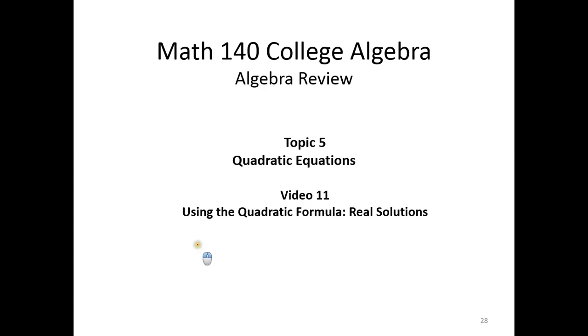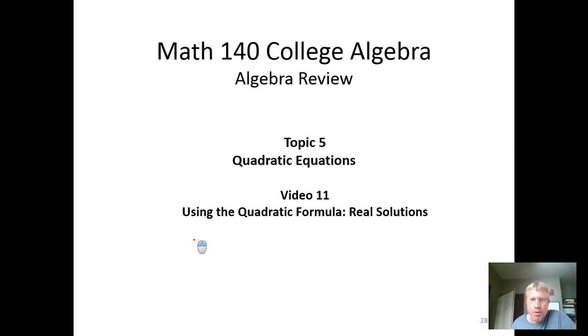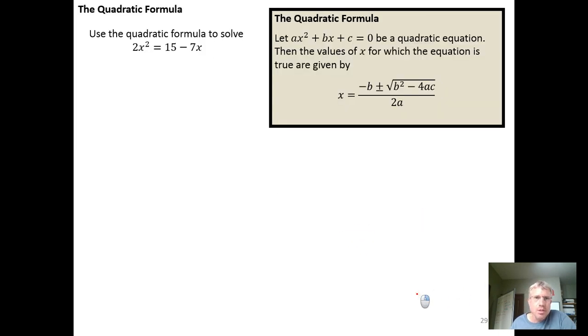So in the previous video we derived, or came up with, the quadratic formula. Now we're going to use it in the case where we have real number solutions. So we start off with a quadratic equation that we want to solve. We say, hey, I have this equation I want to solve: 2x squared equals 15 minus 7x. And we want to use the quadratic formula to solve it.